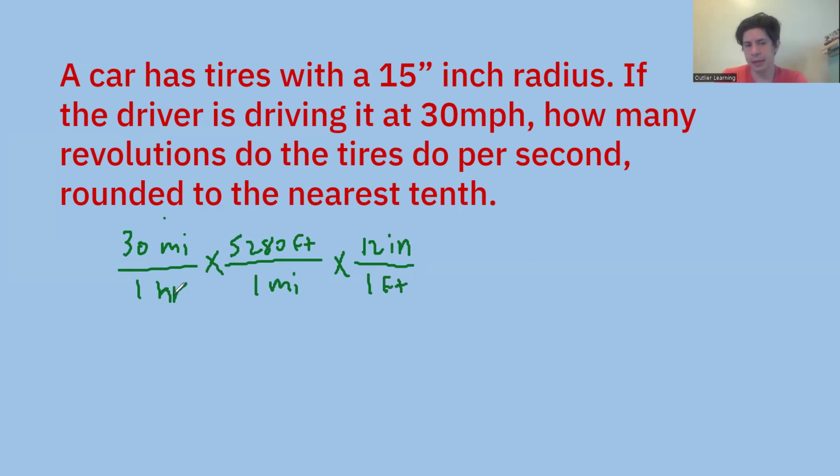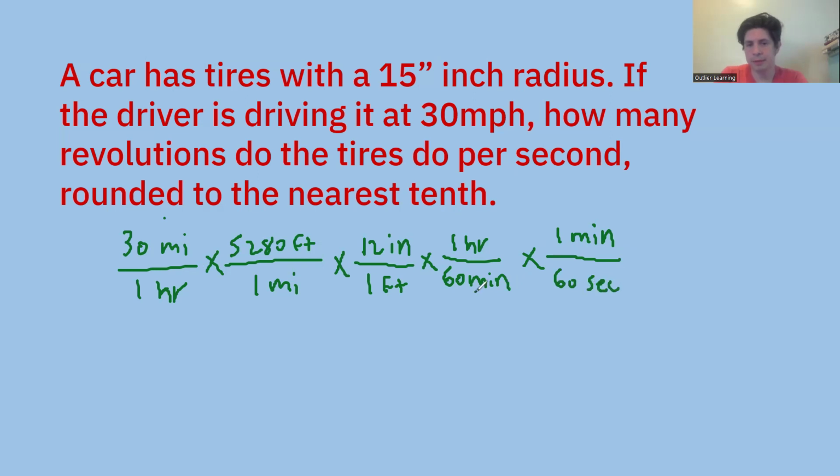And now let's convert hours into seconds, right? You could do it directly, or you could do it by going from 1 hour to 1 hour and 60 minutes. You could have done straight to 3,600 seconds, but I'm just going to show how I get to that. And then times 1 minute over 60 seconds.